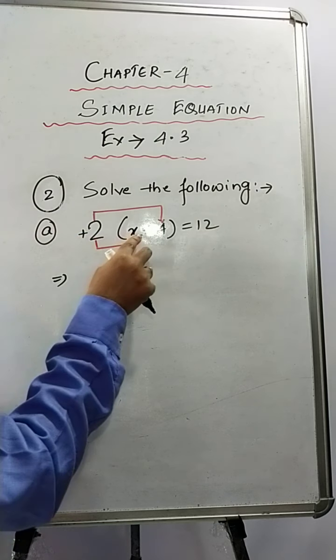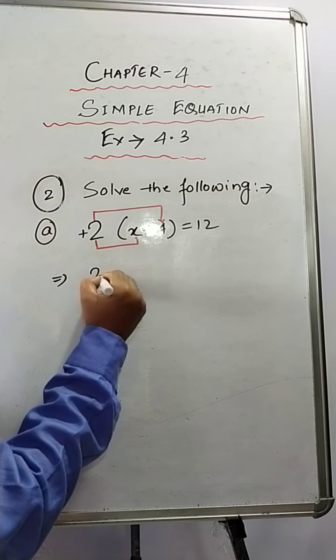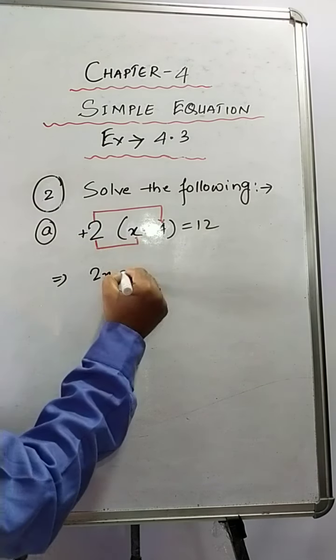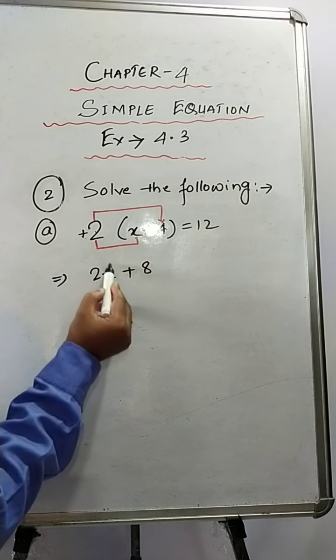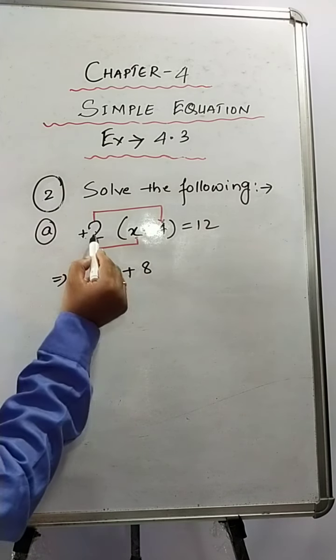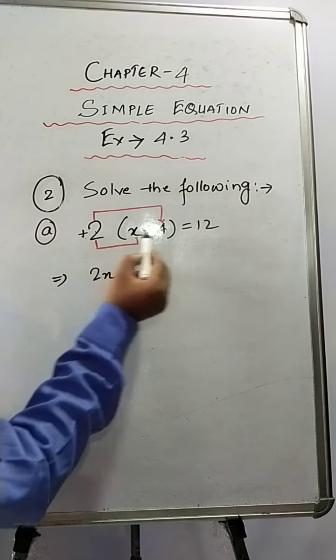That is plus 2 into x is what? 2x. Plus into plus is plus. 2 into 4 is 8. I repeat. Plus 2 into x, 2x. Plus into plus is plus. 2 into 4 is 8. That would be equals to 12.